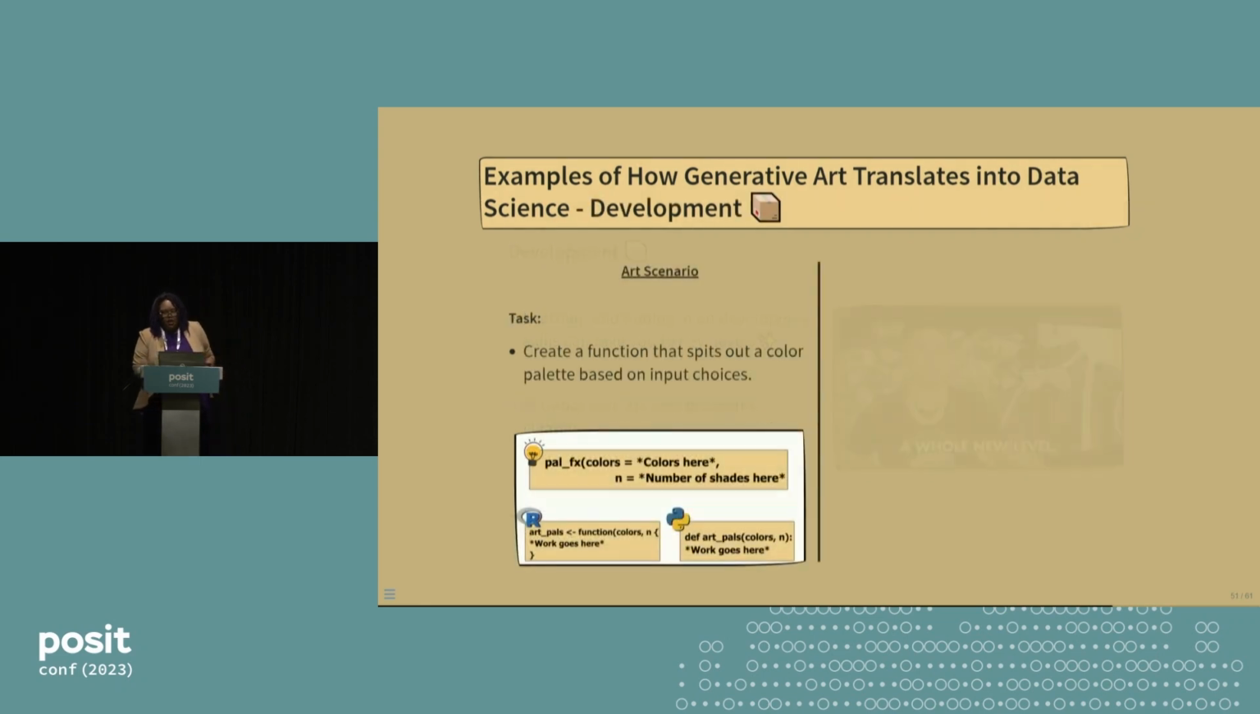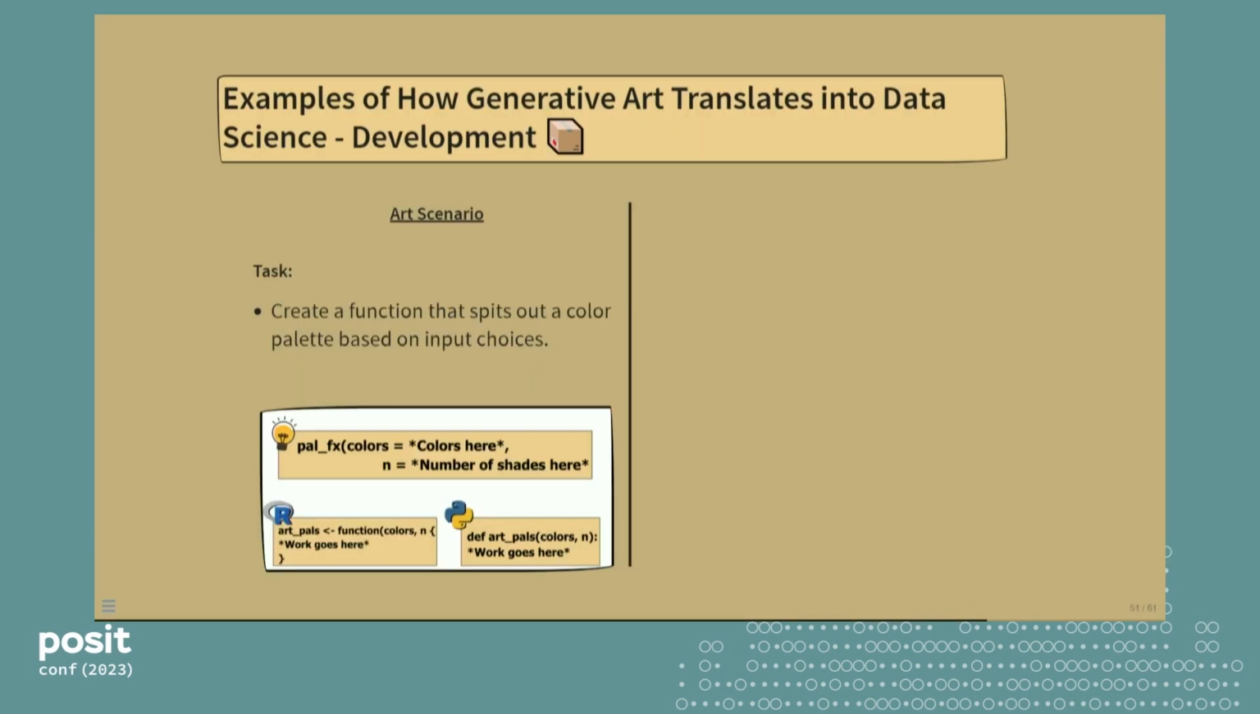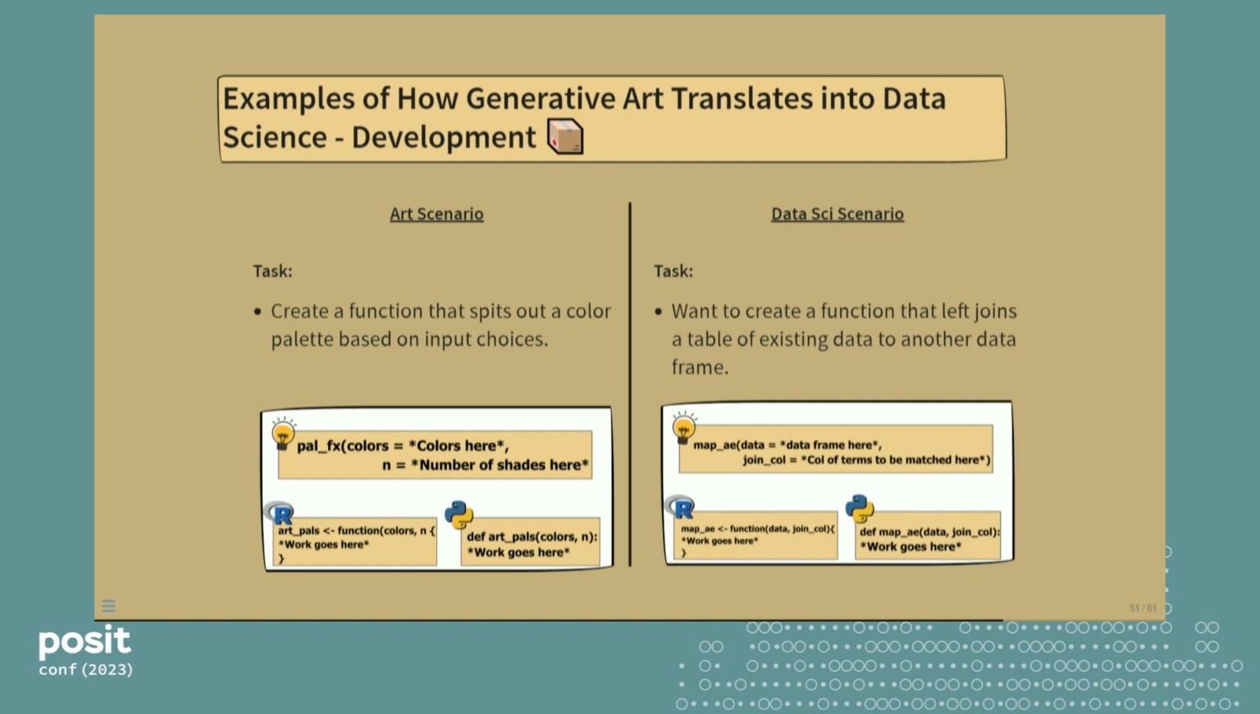While on maternity leave, I needed to create a function that spits out a color palette based on input choices. And back at work, I wanted to create a function that left joined a table of existing data to another data frame. These are two different things, but the process for tackling both is very similar. In the art scenario, I just wanted to reduce that code bloat, to stop copying and pasting things over and over. And in the data science scenario, I just needed to make a new function that worked because one that we had just stopped working as intended.